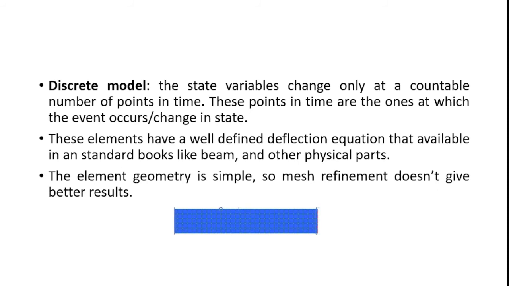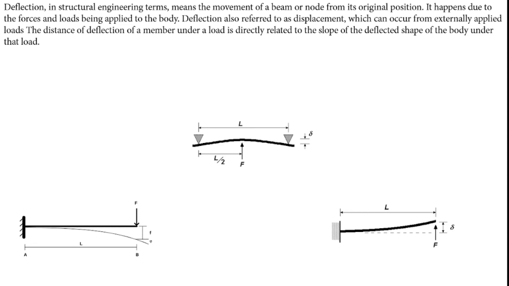For example, if I consider the blue color beam, we can utilize square elements. So these square elements, if I go for refining the mesh size, do not give any accurate result. So this discrete model doesn't give any better results. So if I need better results for curvilinear shapes or other means, we can move to the other thing, the continuous model. Before, here I already told about what is deflection.